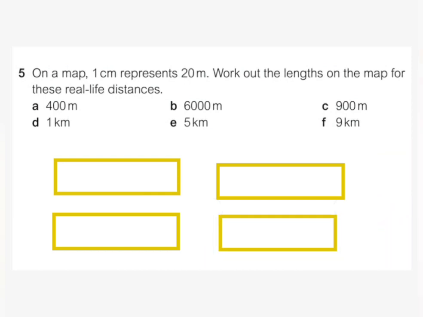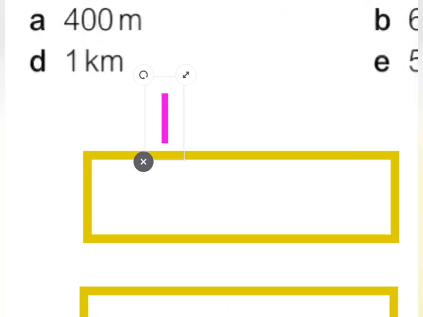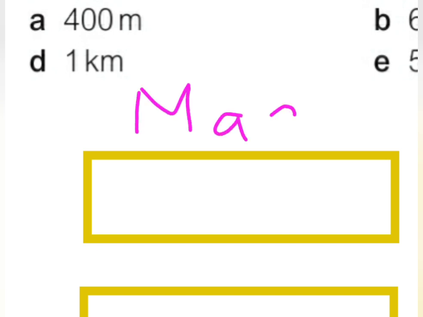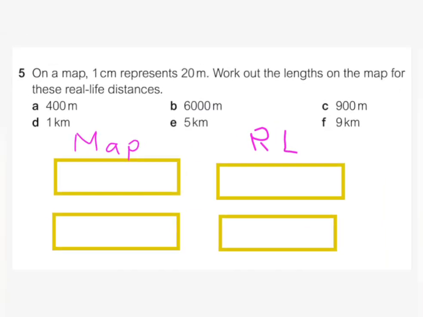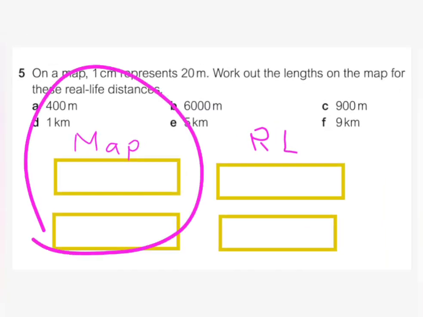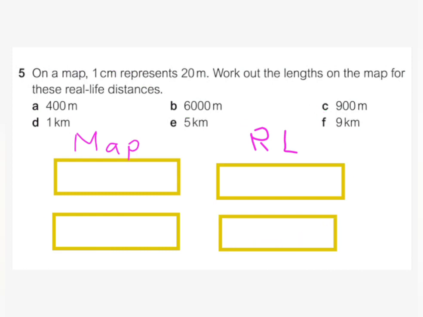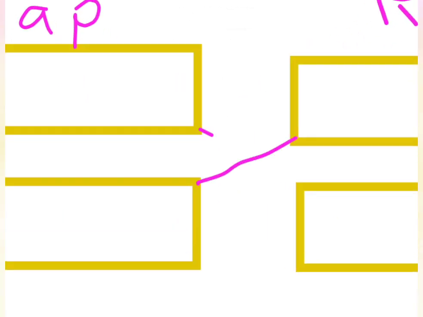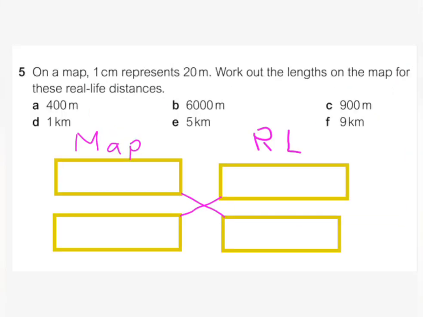Now, with the X method, I'm going to name this map, okay? This one's going to be the map. And this one is going to be the real life. Now, I don't have to write the whole word, you already know it. So, this side is for the map, and this side is for real life. And I put X in the middle so I can work out the missing numbers using the X method.